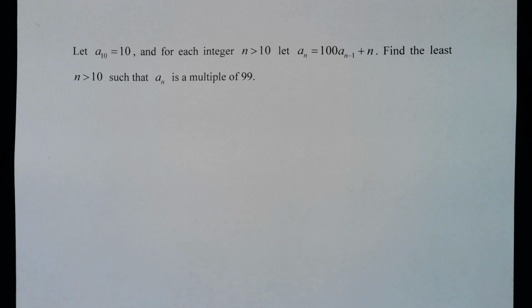Today we have another problem here, and as always, we'll start off by reading the question. Let a10 equal 10, and for each integer n bigger than 10, let an equal 100 times an minus 1 plus n. Find the least n bigger than 10 such that an is a multiple of 99.